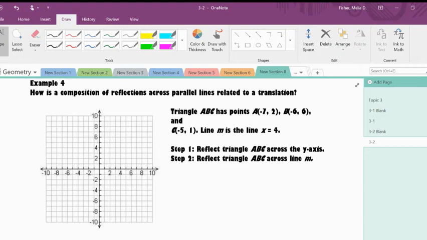How is a composition of reflections across parallel lines related to a translation? Well, we have triangle ABC. A is at -7, 2, and B is at -6, 6, and C is at -5, 1.